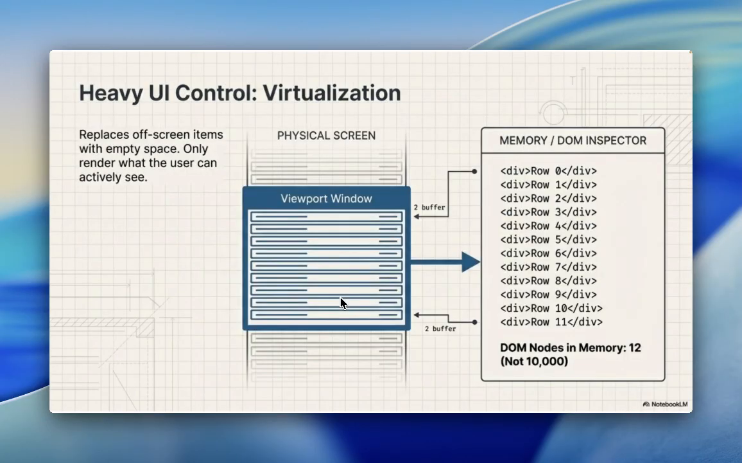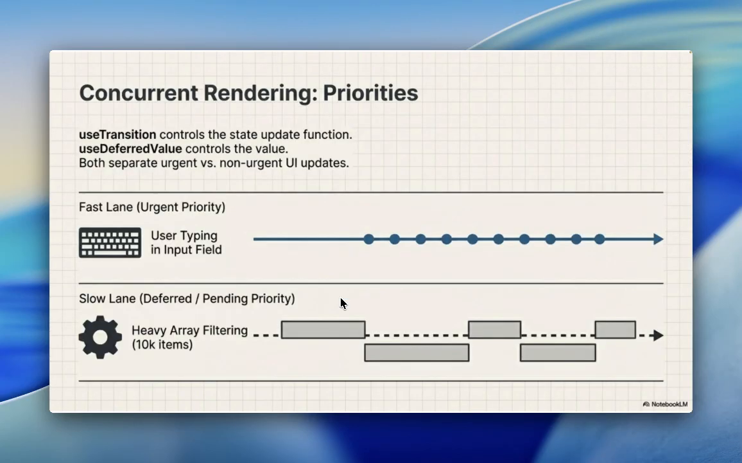Heavy UI control: virtualization replaces off-screen items with empty space. Only render what the user can actively see. Physical screen, viewport window, buffer. Memory: inspect the DOM, only a few rows, DOM nodes in memory, not 10,000.